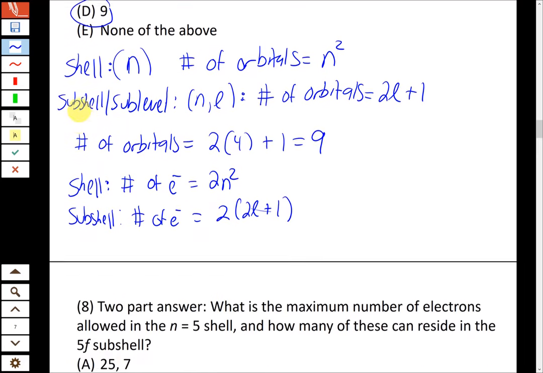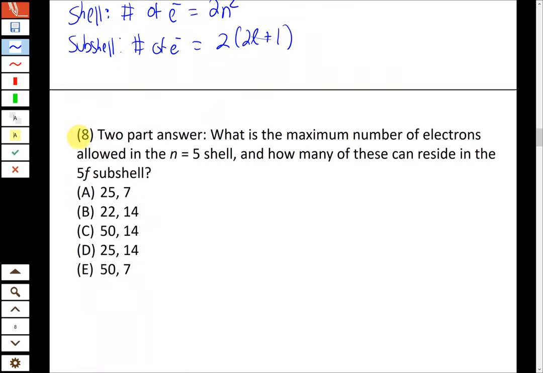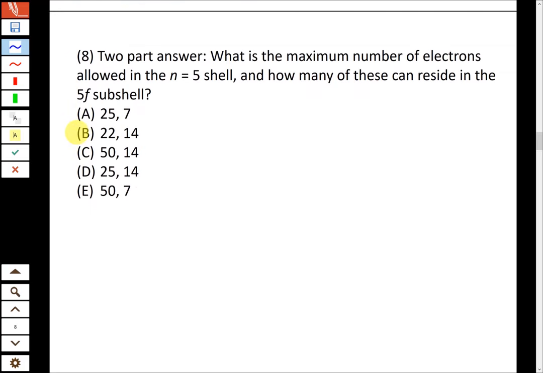I think there's at least one more. Yeah, this one also deals with shells and subshells. Okay, so again, a two-part answer here. What is the maximum number of electrons allowed in the n equals 5 shell, and how many of these can reside in the 5f subshell?